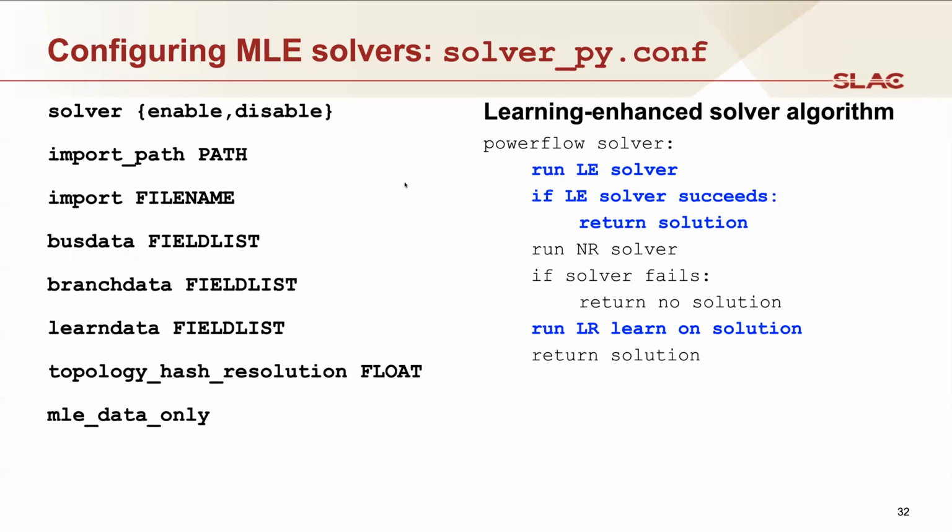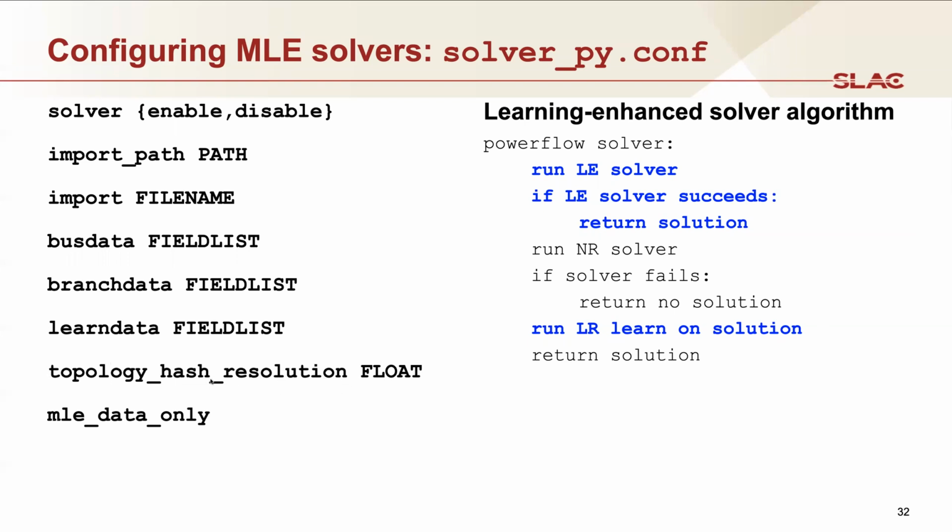The way you link a machine learning solver is using the solver.py.conf. This is essentially configuring the Python link to the solver. You specify the path to the solver, the file name that implements the solver, what information is passed to and from the solver, and the learning component of the solver. And then there's a component here called the topology hash resolution.